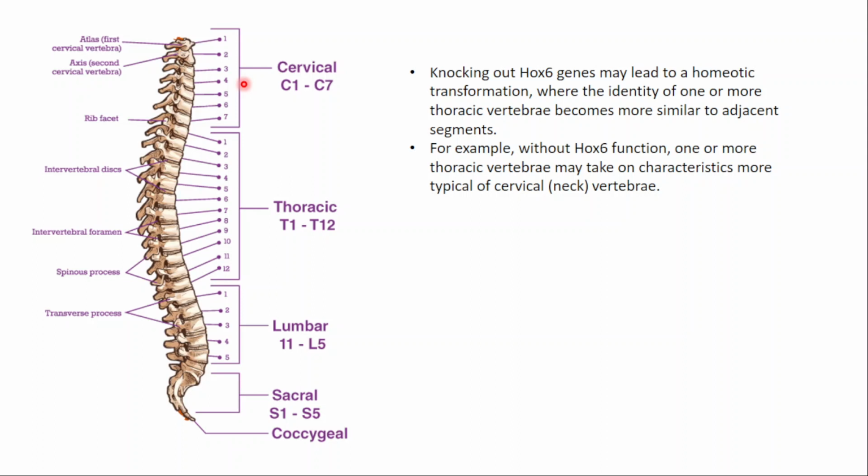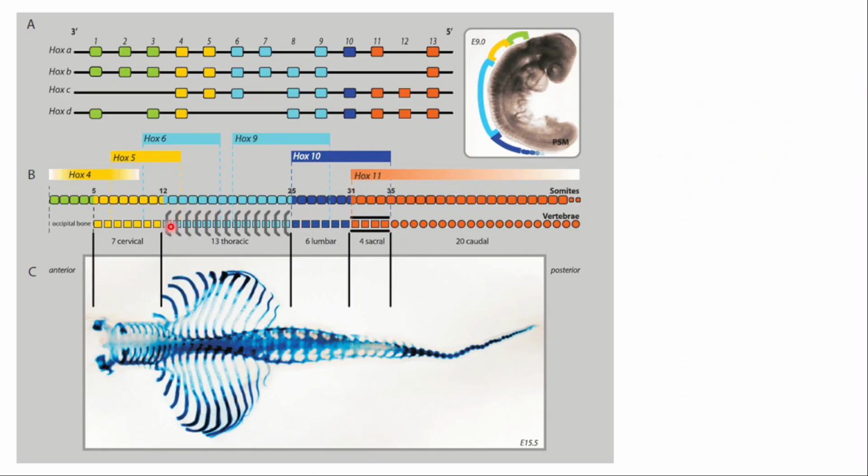Here is another nomenclature of naming the vertebra. The first vertebra of the thoracic segment is called T1. It's very simple to understand: T for thoracic and first segment. So the first segment of thoracic, if you see, is specified by HOX6 and an expression of HOX5.